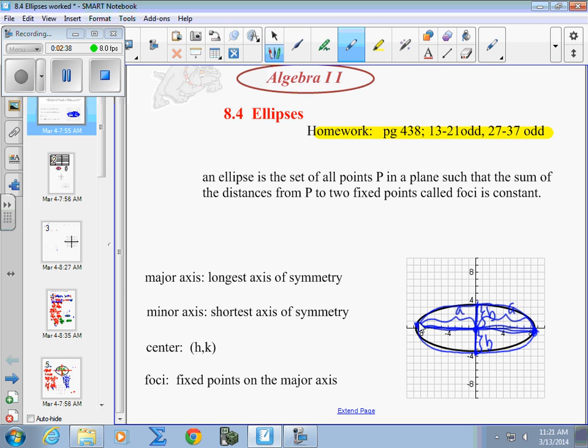Like I said, the focus is on the major axis. There are two of them. The distance from the focus to the center is considered C, and from the other focus to the center is C. The distance from foci to foci is 2C.